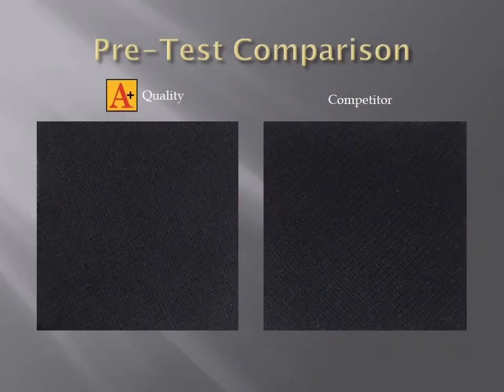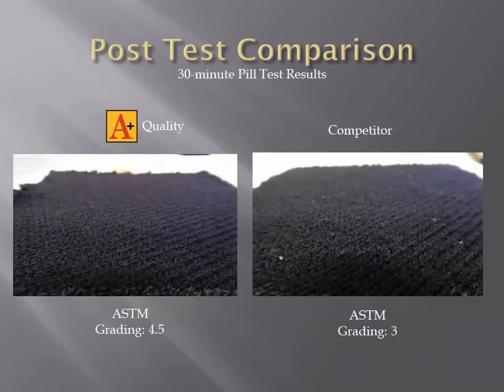Here we have a sample of our navy sweater yarn versus one of our competitors. At this view, these appear the same under normal lighting. Make note of the presence and frequency of the tiny fabric peels between the two. The A+ specimen holds up much better under strenuous testing than the competitor's specimen.